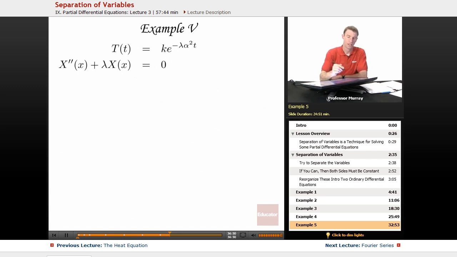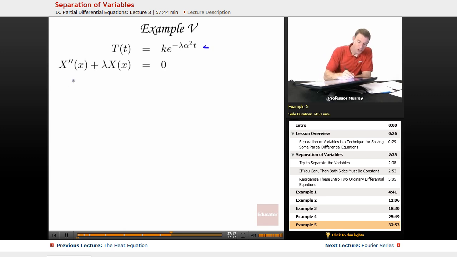So we're still working on example 5 here. We've solved the equation for T, so that's looking good. We have to solve the equation for X. And now this is a second order linear ordinary differential equation. We had a whole lecture, actually 3 lectures on how to solve these earlier on in the differential equations lecture series here on Educator.com. So if you don't remember how to solve those, here's a really quick review.